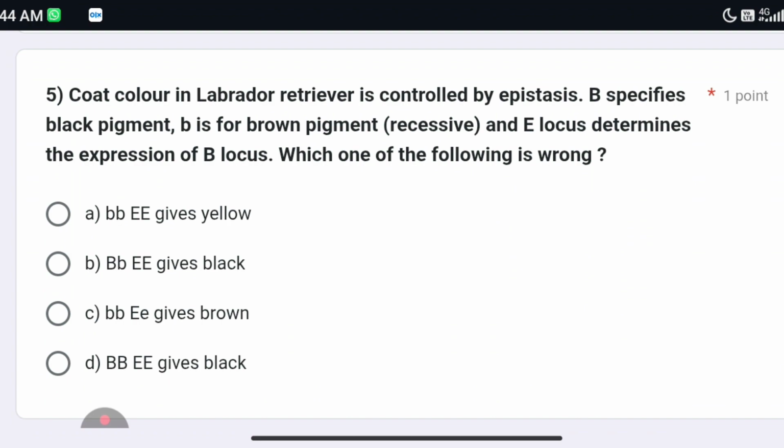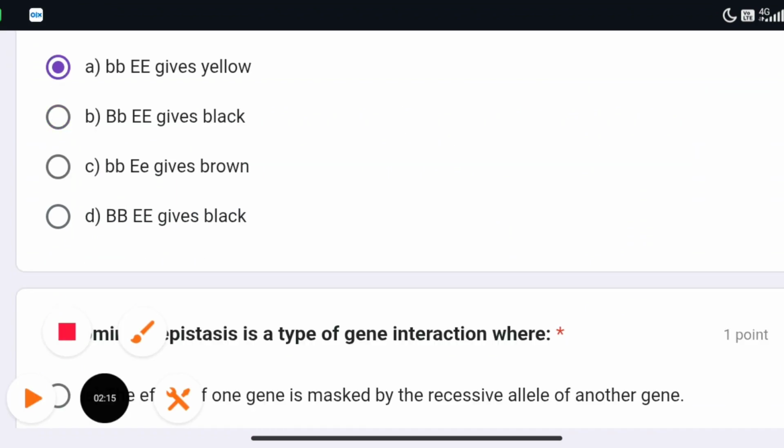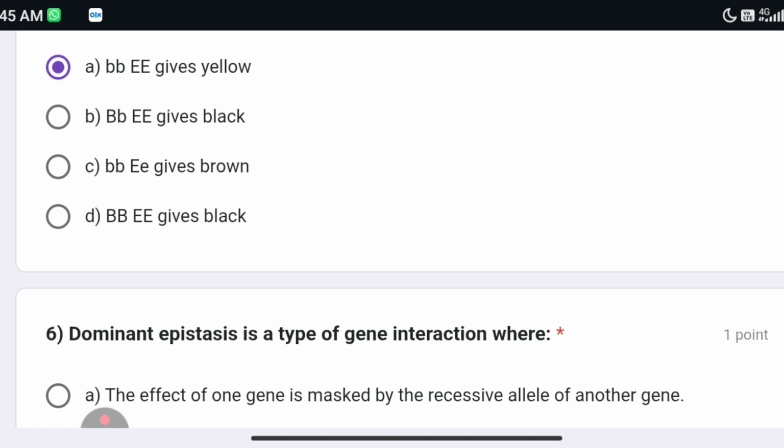Can you please explain this? Because according to the rule of recessive epistasis, at least one dominant allele at the E locus is needed for expression at the small b locus. As in the option small b, capital E gives yellow, the capital E locus is dominant, so the small b locus is expressed to give chocolate or brown color, not yellow color.